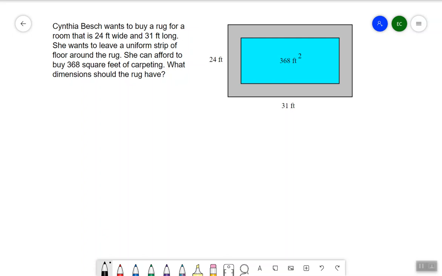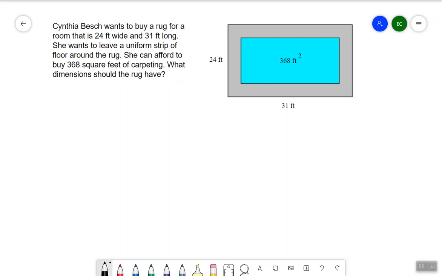So Cynthia wants to buy a rug for a room that's 24 feet wide and 31 feet long. She wants to leave a uniform strip of floor around the rug. She can afford to buy 368 square feet of carpeting. What dimensions should the rug have?